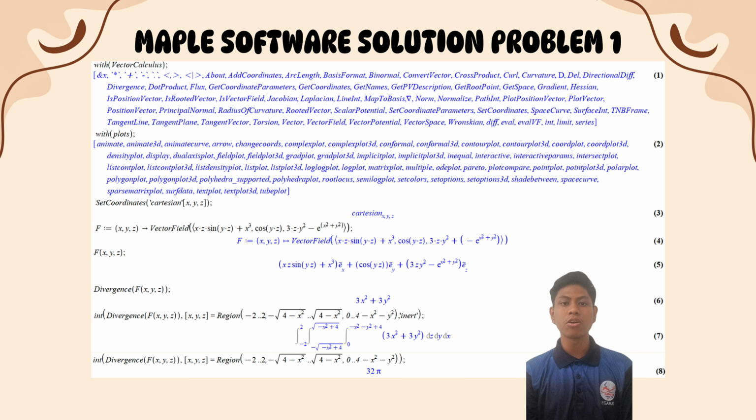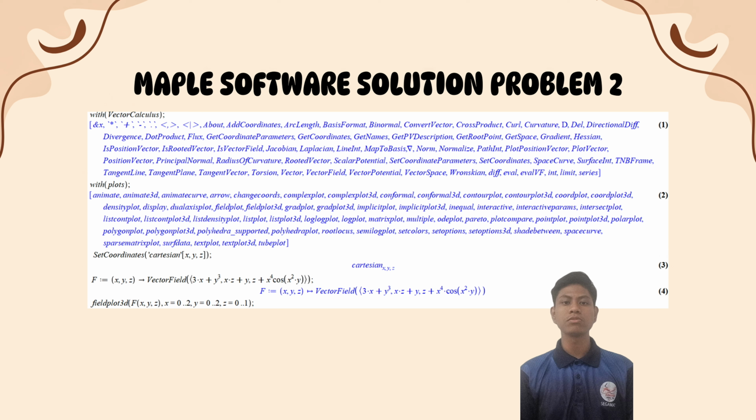Our next step is to compute the divergence of the vector field F. The command is Divergence(F(x,y,z)), and we get the result. For the next step, we want to set up the triple integral. The command will be like this, and the result as shown. And finally, we command to execute the integration. The command is the same as before but without Int. And the result of the integration is 32 pi.